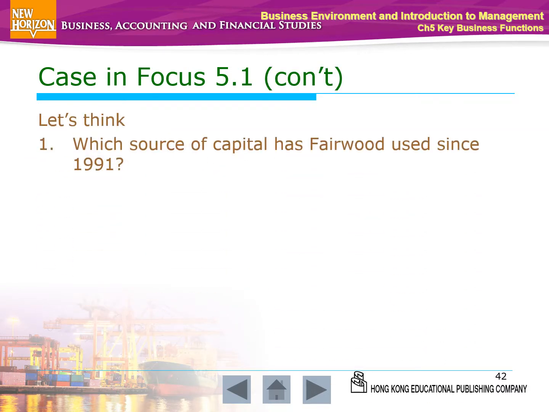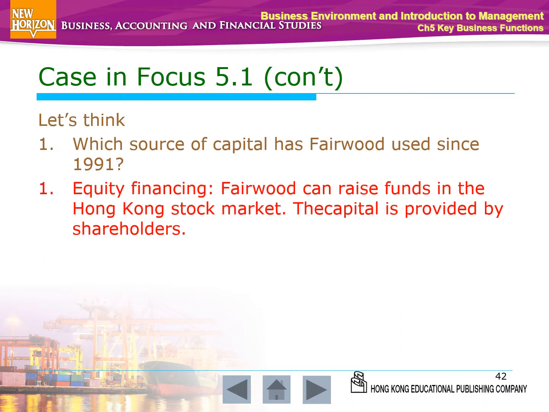Number 1, what source of capital has Fairwood used since 1991? When we are talking about source of capital, we are mentioning debt financing or equity financing. You know, Fairwood has its shares listed in the stock market. It is a public listed company. So the answer is equity financing because Fairwood can raise funds in the Hong Kong stock market by issuing shares to the shareholders. The capital is provided by the shareholders.